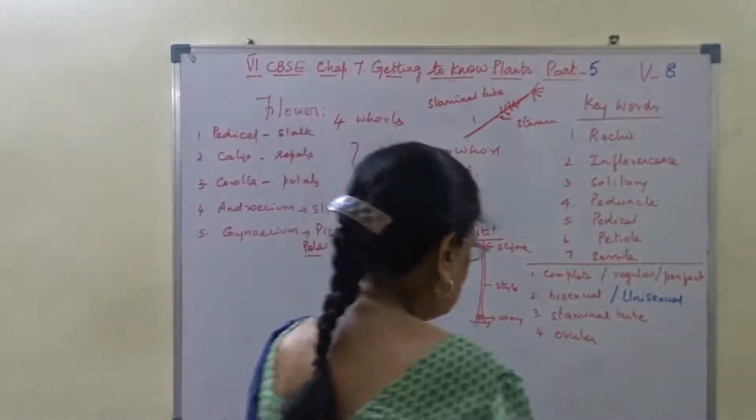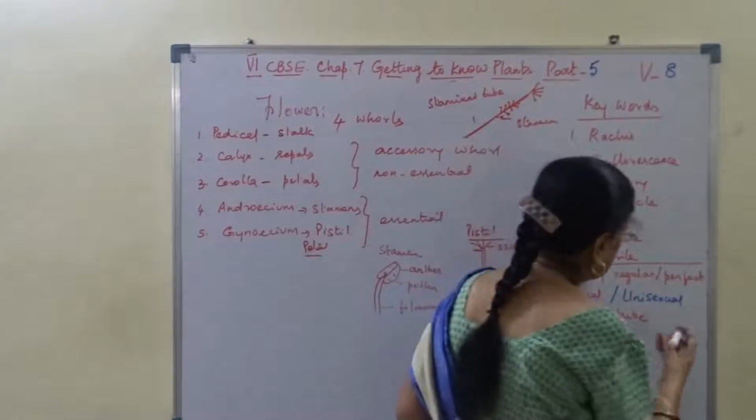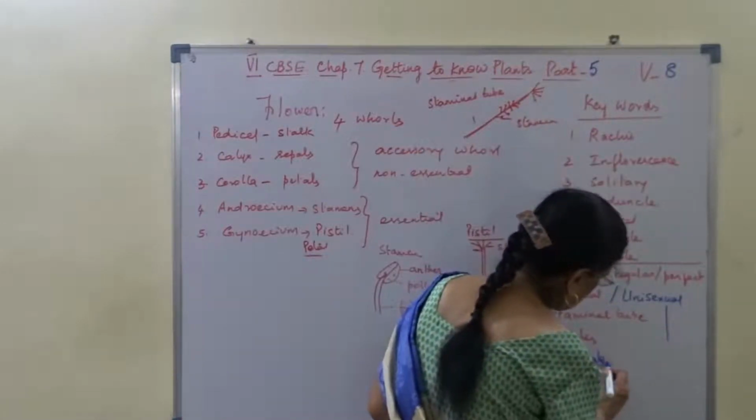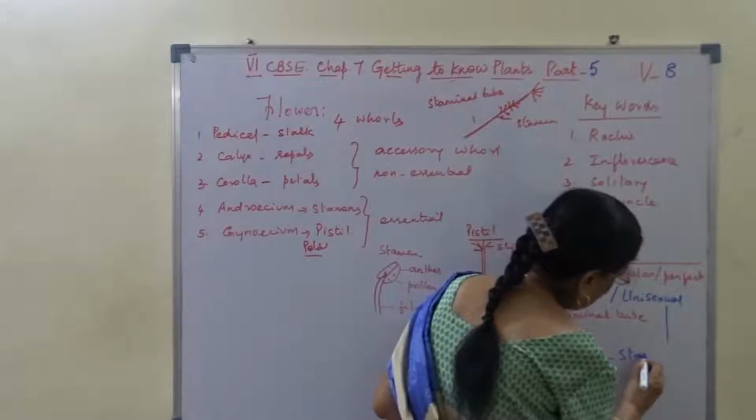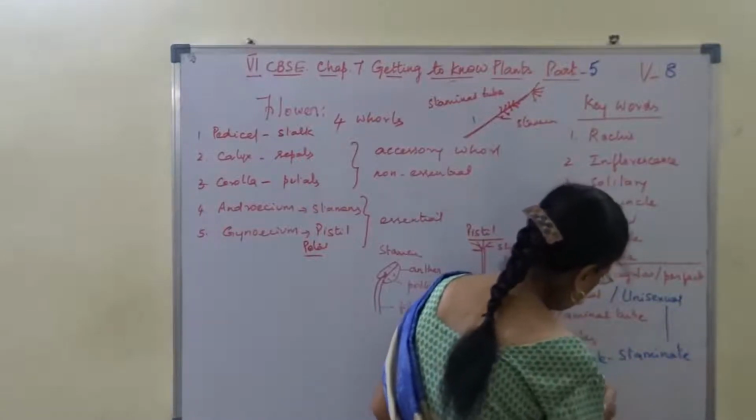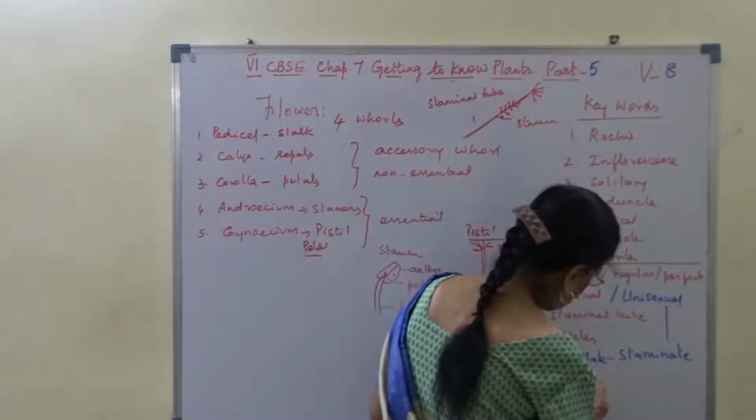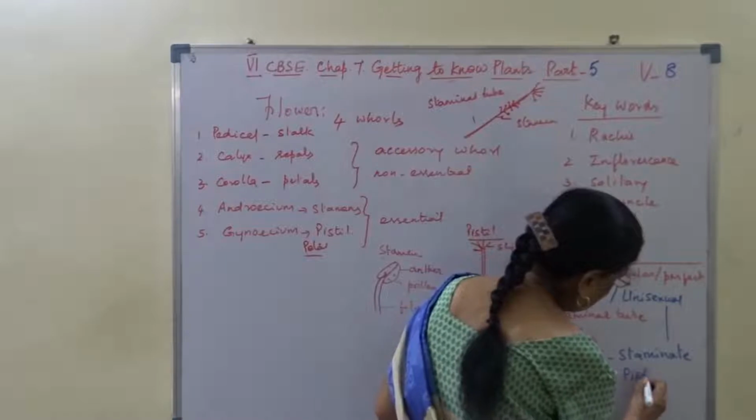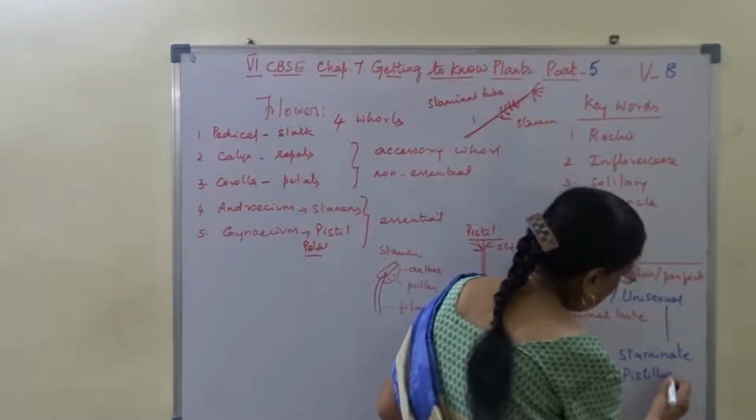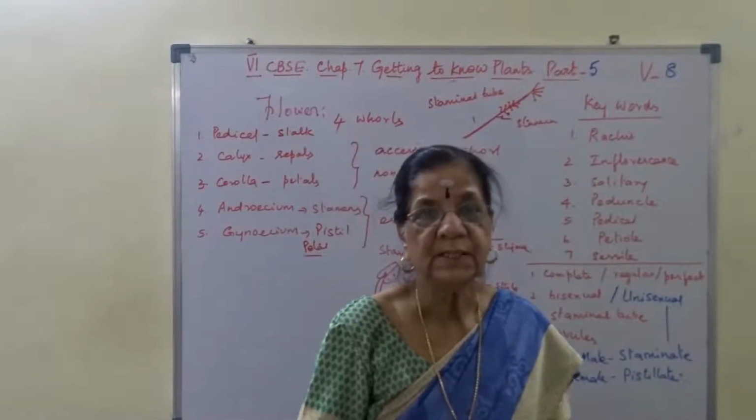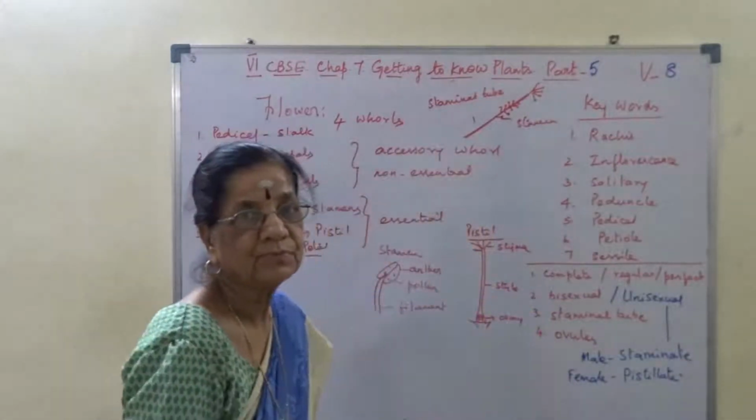So here this is unisexual. I just write here: male, staminate flower, and female, pistillate flower.